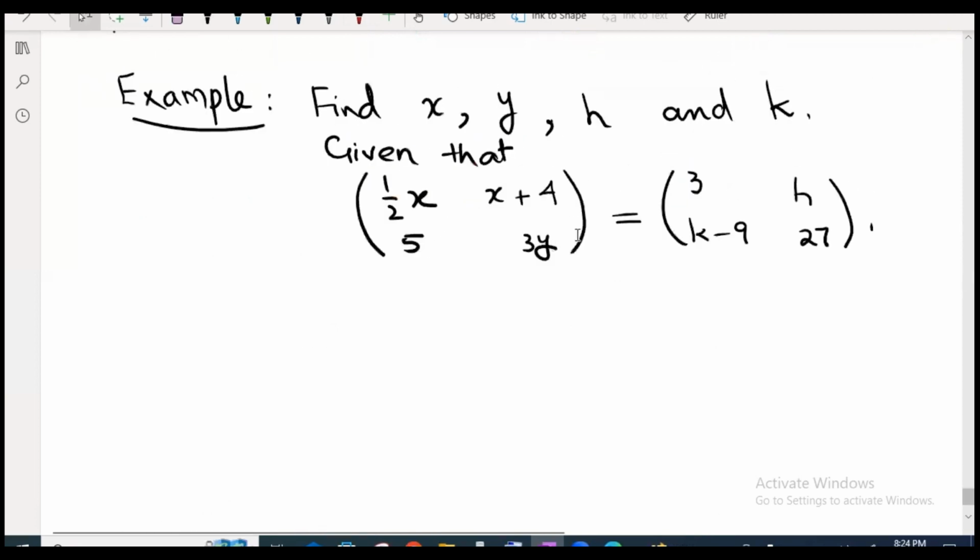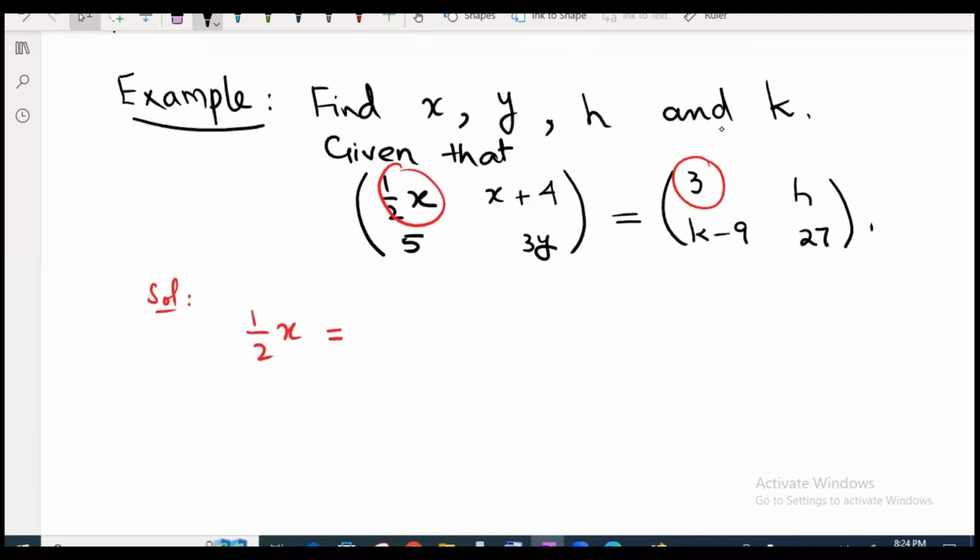Okay, there are two equal matrices, with the equal sign between them. So when they are equal matrices, first check the order. Is the order of these matrices the same? Right. The order of these matrices is the same, and the examiner said these matrices are equal. So we can say corresponding elements must be equal. So we can write half x equals what? 3. What about x plus 4?